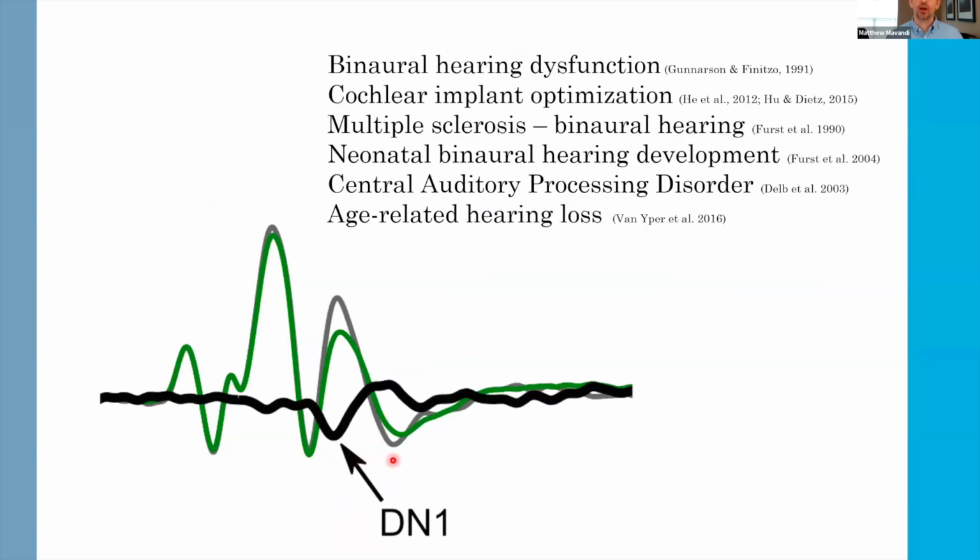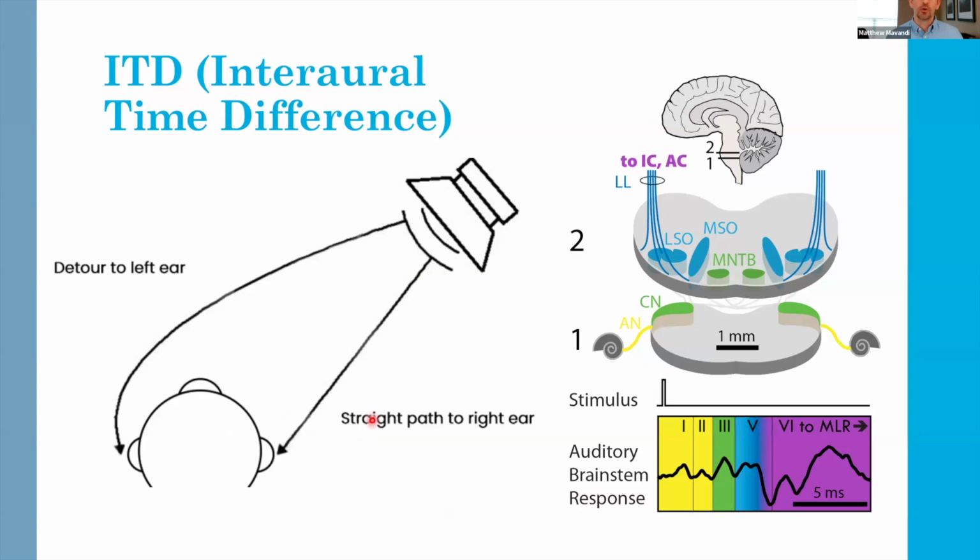So there's a 35-year history of literature that has shown that this DN1 is correlated with binaural hearing, and specifically, when we think of binaural hearing, we think of the way that we're able to localize sound. So I'll explain that. The interaural time difference is the time that it takes for sound to reach one ear, then the other. We have this thing called the head or face in between our ears, and so there is an interaural time difference.